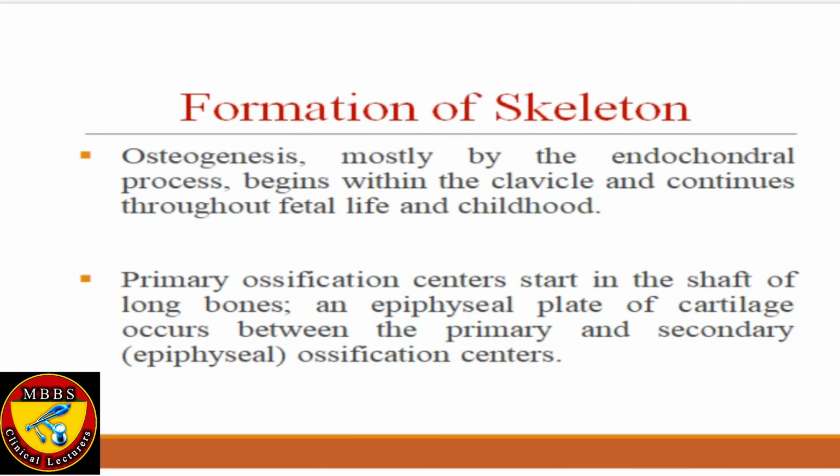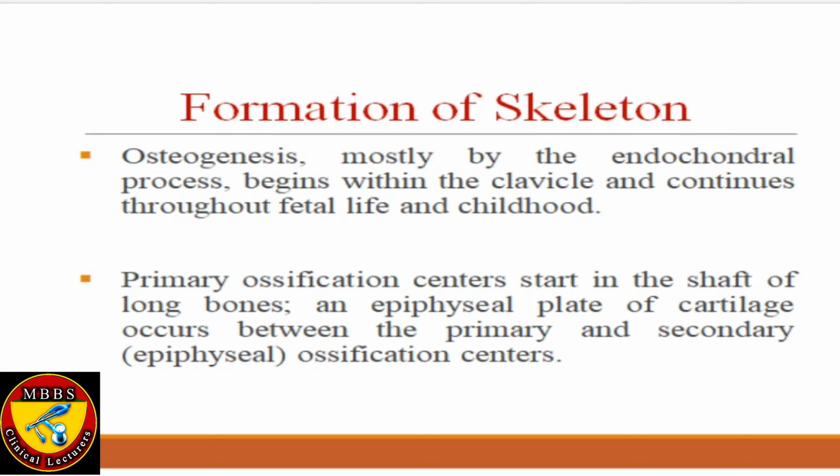The osteogenesis, mostly by the endochondral process, begins within the clavicle and continues throughout the fetal life and the childhood. The primary ossification centers start in the shaft of the long bones. An epiphyseal plate of cartilage occurs between the primary and the secondary ossification centers. First, there's the presence of the mesenchyme. Mesenchyme is then replaced by the cartilaginous appearance. Cartilaginous model is formed, and then later on the bone formation occurs, and it begins with the clavicle.